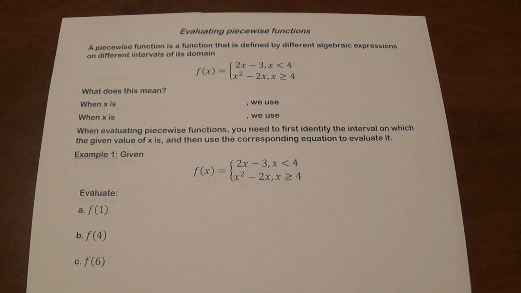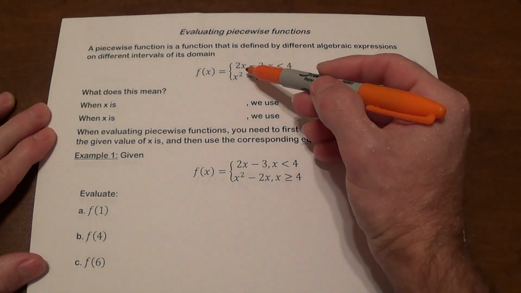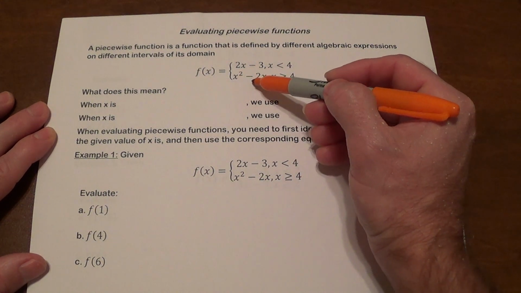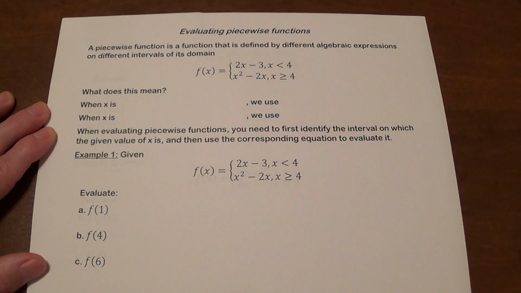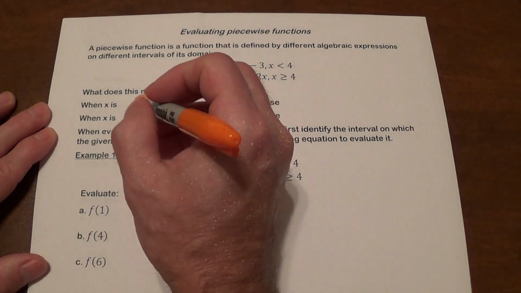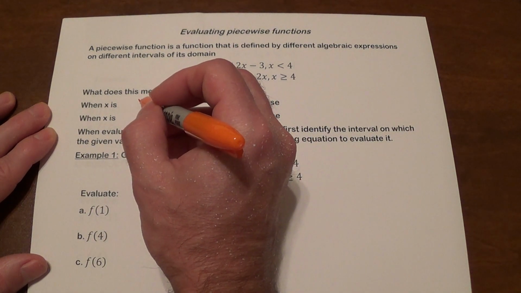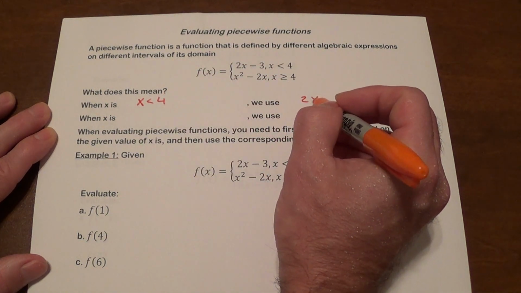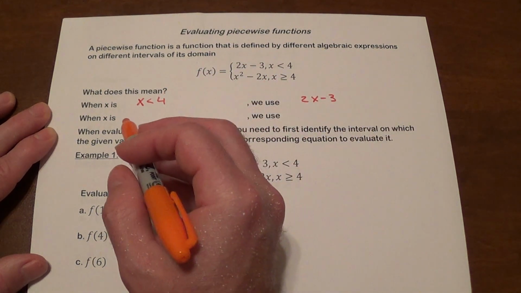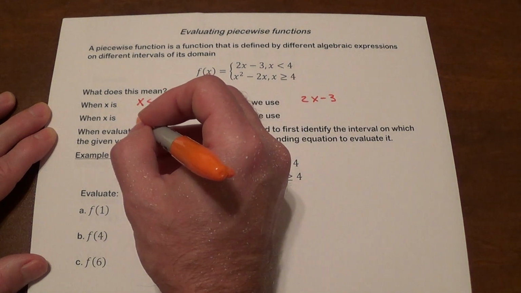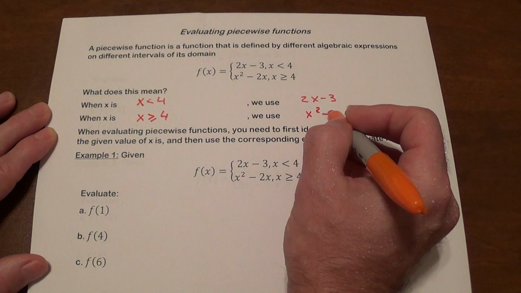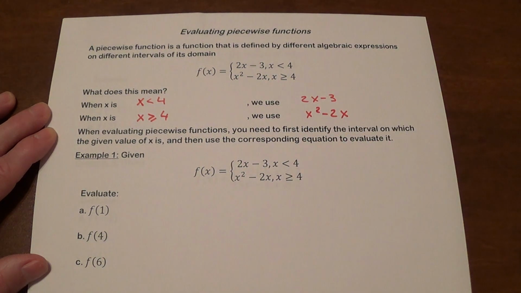If you look at this function, f of x equals 2x minus 3 when x is less than 4, and x squared minus 2x when x is greater than or equal to 4. So when x is less than 4, we're going to use the first equation, and when x is greater than or equal to 4, we're going to use this equation. This is how it works.